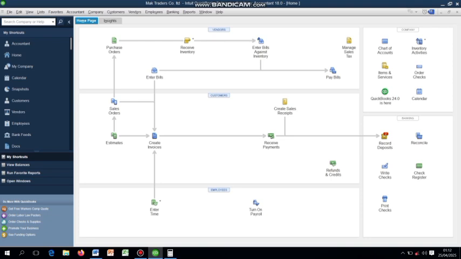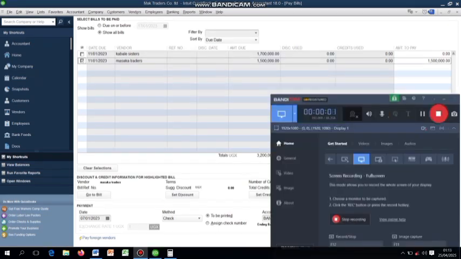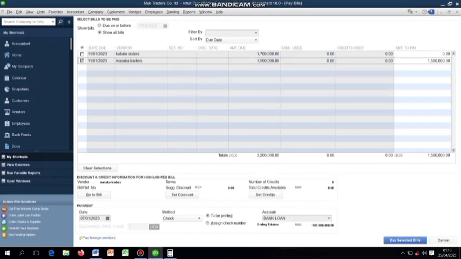So then they said on 12th January cleared Massacre Traders debt by cash. So I'll come here to pay bills. I'll come to Massacre Traders. I will tick them. Then I'll come here to the account. After selecting them, I'll come here to the account.